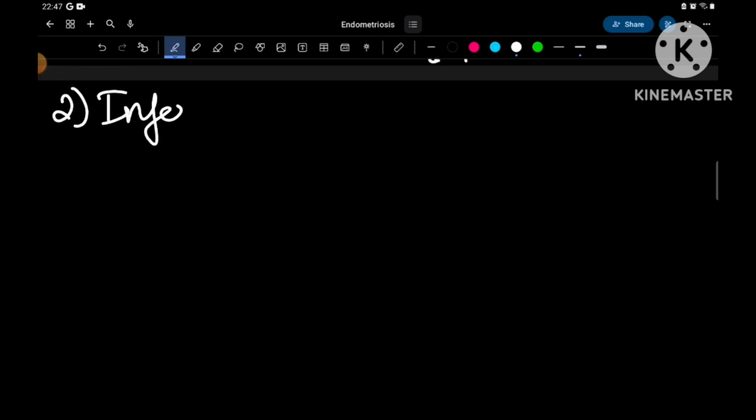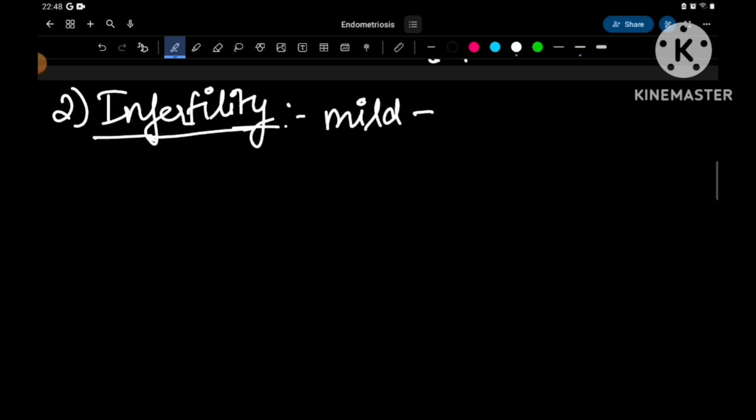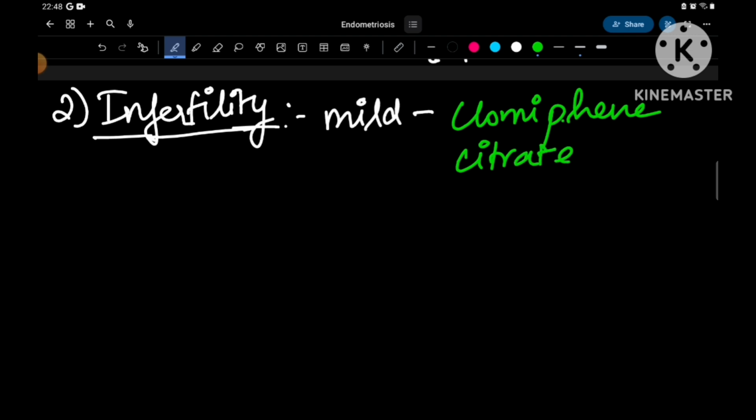Next is infertility. I'm just cutting it short, just management. So for mild infertility, what we'll give is clomiphene citrate. What is clomiphene citrate, guys? Ovulation inducing drug, yes. Have you heard about SERM, selective estrogen receptor modulator? Yes, it is that. And for them, we can do IUI. What is IUI? Intrauterine insemination.